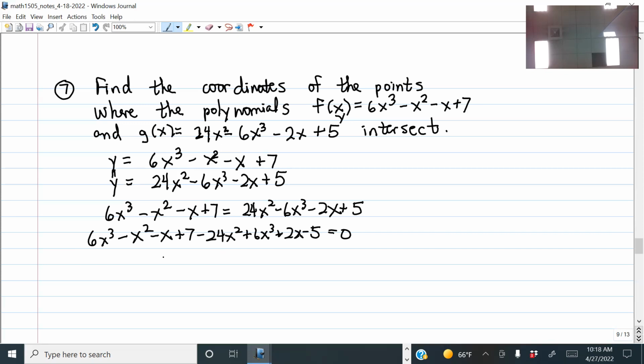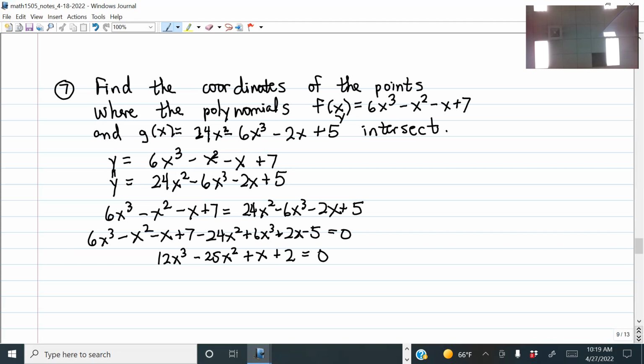So we have 6x cubed plus 6x cubed, so that's 12x cubed. And then how many x squares do I have here? Minus 25? So minus 25x squared, and then plus an x, and then plus a 2. Is that right? Equal to 0.